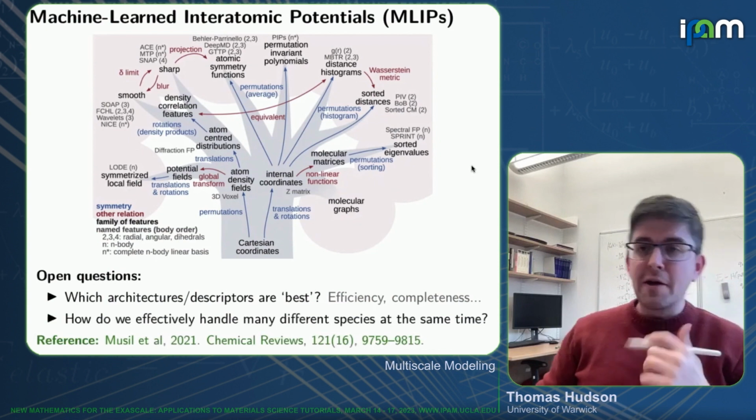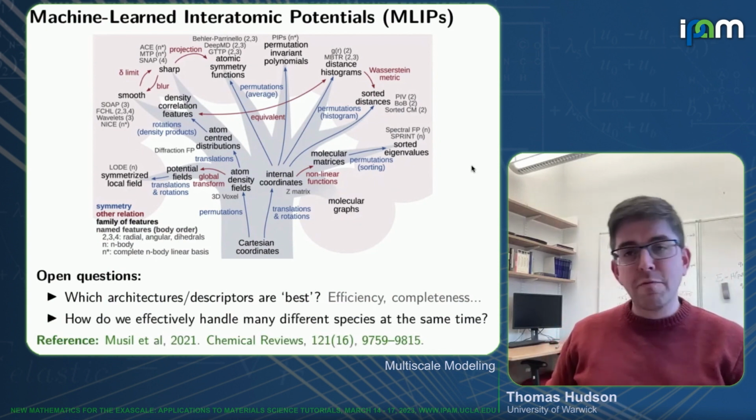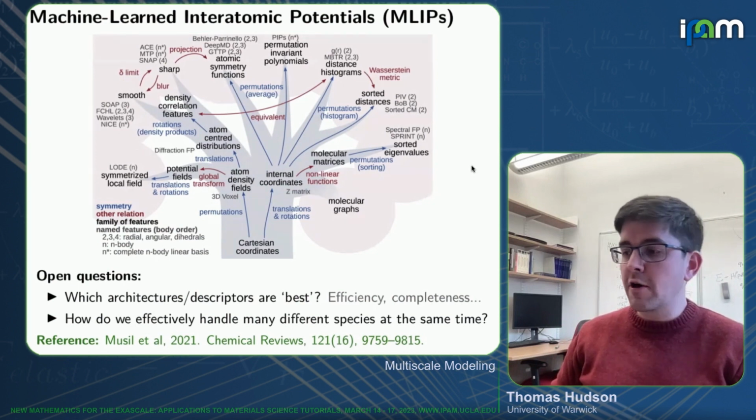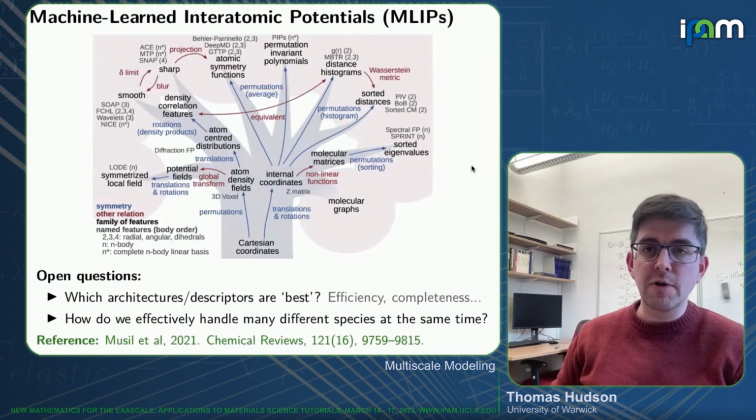Then there's a bigger question that's perhaps of more pressing practical importance, which is that we now have very good methods for generally one species or maybe two species. But if you really want a very complicated multi-component machine-learned interatomic potential, there's a big question about how you efficiently search through a very large combinatorial space.